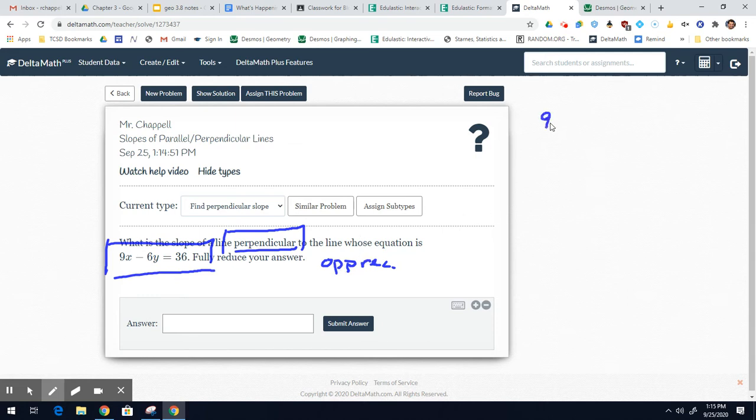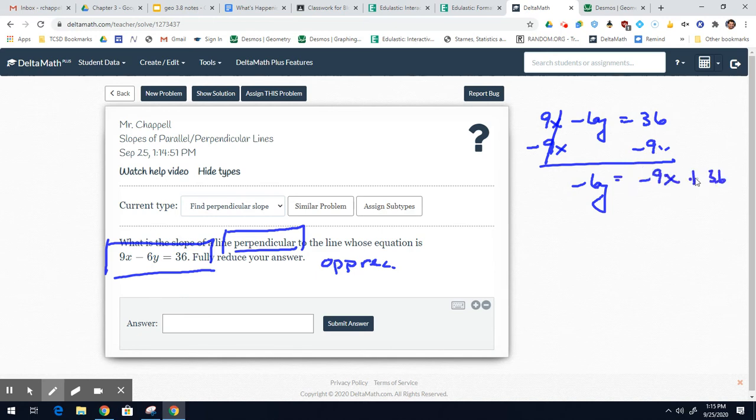So I'll rewrite it as 9x minus 6y equals 36, excuse me. We need to get this into slope-intercept form by subtracting 9x first. Get the x term on the other side. The 9x is canceled. Negative 6y comes down equals, and now this is negative 9x first, positive 36 second. And now we divide each term by negative 6. And again, all I care about is the slope, which is going to be this part. I don't care about anything else.